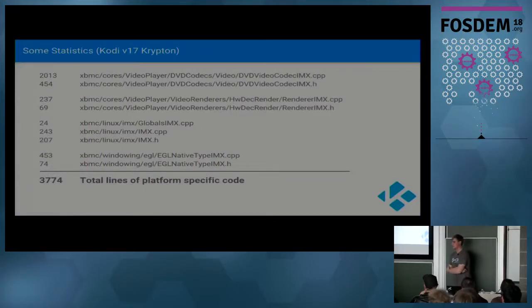So this was platform-specific code for IMX6. This was ripped out. Bear in mind, these are just simple metrics. They include the header files and stuff, too. But 3,700 lines of platform-specific code on a board that maybe 100 people ran Kodi on wasn't great in our opinion. So we really needed to look at other methods. Raspberry Pi is even worse than this, but there's nothing we can really do for that at the moment, and I'll talk about that later.